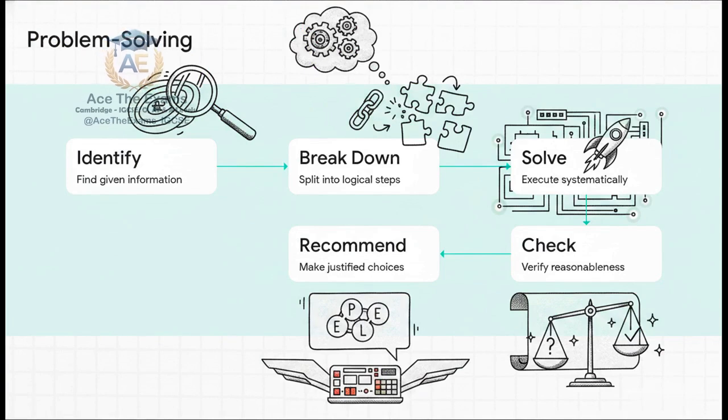Step 1, you identify the given information straight from the cue cards. Step 2, you break it down into logical steps. Step 3, you solve it systematically. Step 4, you check your interpretation for reasonableness. Does this actually make sense in the real world? And Step 5, you make justified recommendations or conclusions.